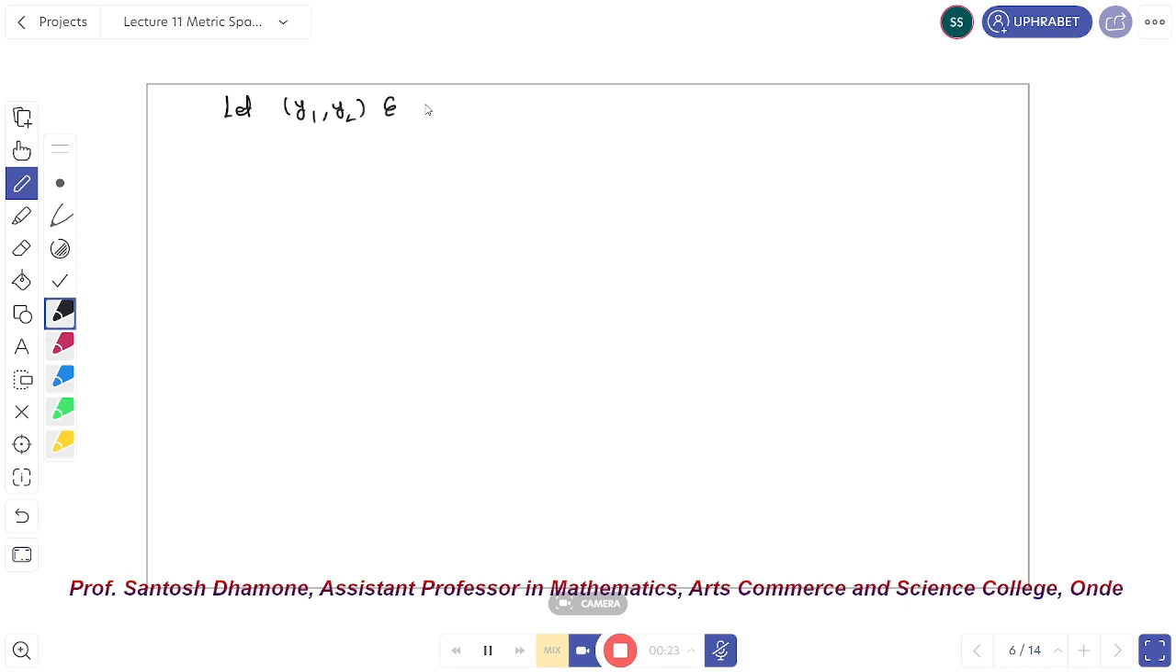This implies that minus R is less than y1 minus p1, which is less than R, and this implies y1 is greater than p1 minus R. Similarly, we show that y2 is greater than p2 minus R.